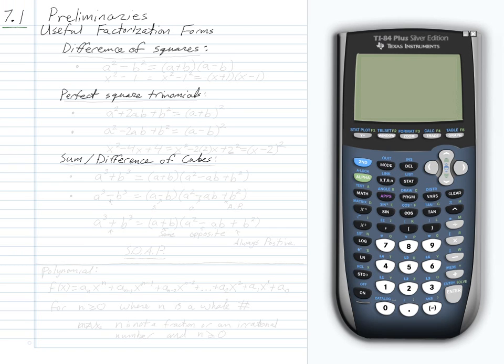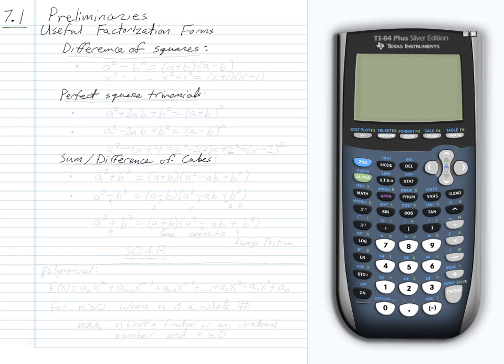I wanted to start out today presenting you guys with a few frequently used factorizations. These are going to make our work a lot easier a little bit later on in the section when it comes to factoring larger polynomials if we can recognize some of these forms when they crop up.